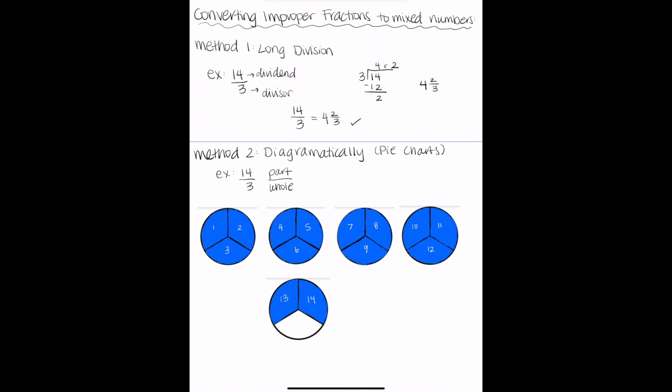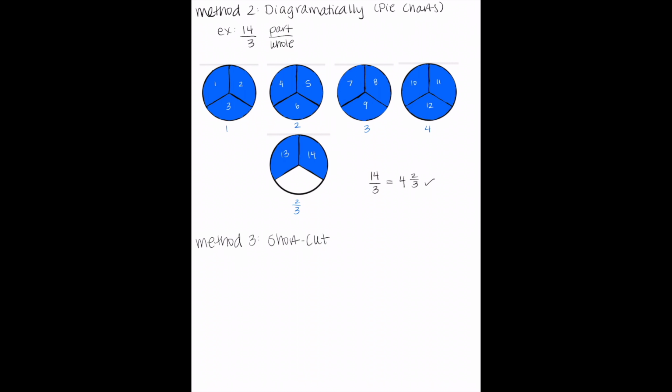As you see here, we have gone through 4 complete pie charts filled in blue, right? 1, 2, 3, 4. And in that fifth one, we only have 2 thirds of it filled in. So our 14 thirds, the part of our whole, when we go through it diagrammatically, we would get the same 4 and 2 thirds. Now let's take what we've learned from these past two methods and incorporate them into our third method, which is a shortcut. Because on tests and quizzes, we might not have enough time to draw everything out with pie charts or do the long division every single time.